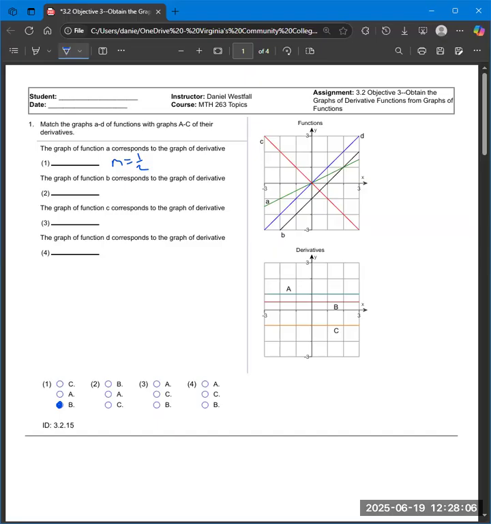So it looks like it goes up 1, right 1. So that looks like it has a slope of 1. And so that appears to be A.